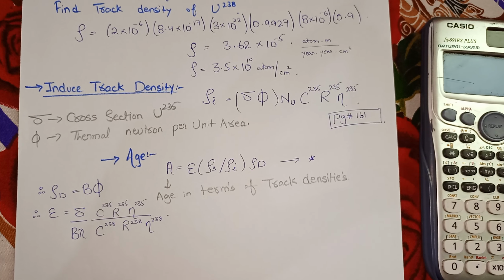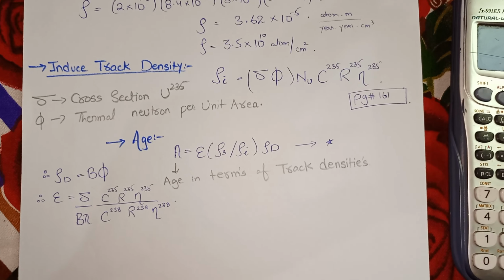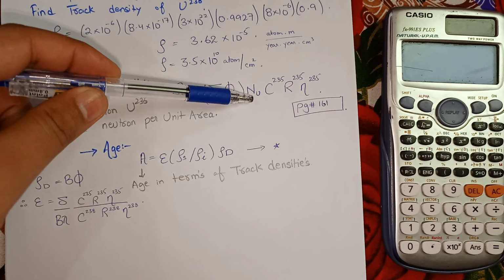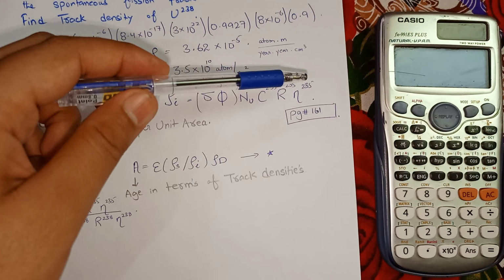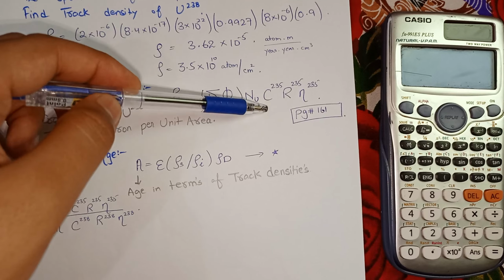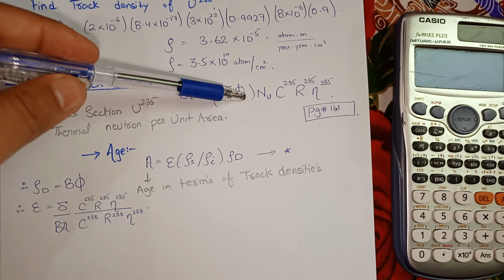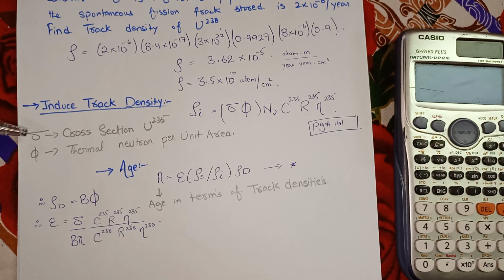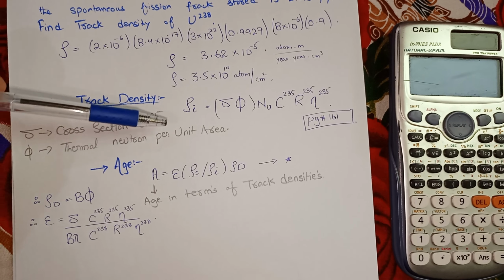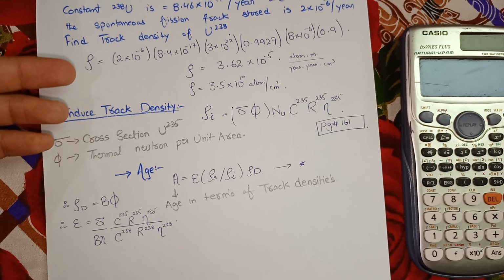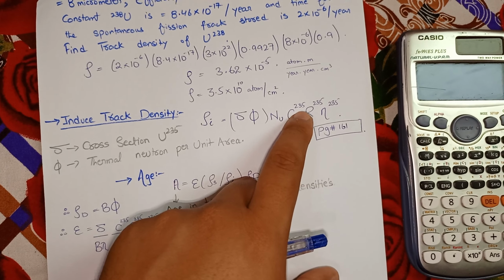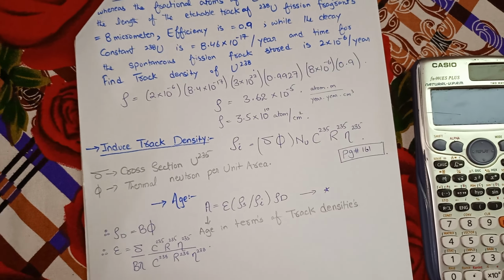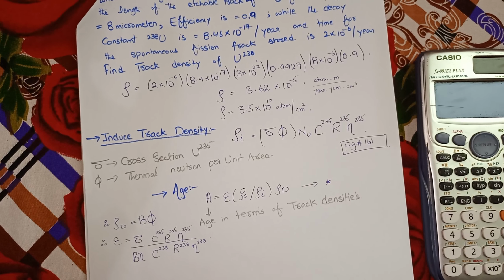But what if you have to find the induced track density? Here is another formula for induced track density, which is sigma psi n naught c235 r235 eta 235, where sigma is basically the cross section of uranium 235 and psi is basically the thermal neutron flux per unit area. Basically your induced track density is whenever you are concerned with the 235 atoms, and whenever you are dealing with your 238 atoms, you are finding the spontaneous track density.